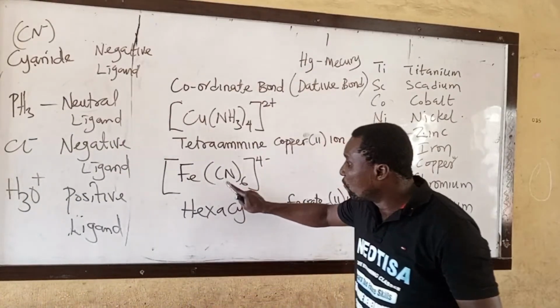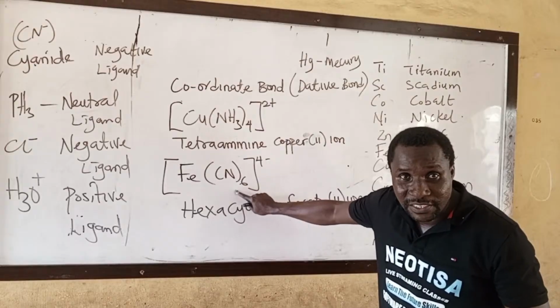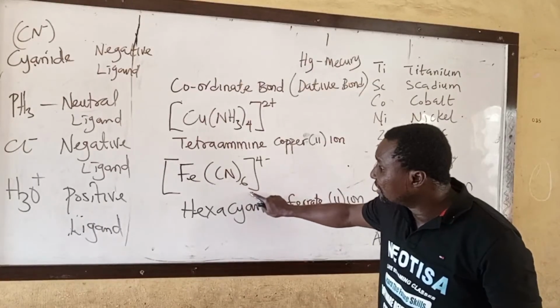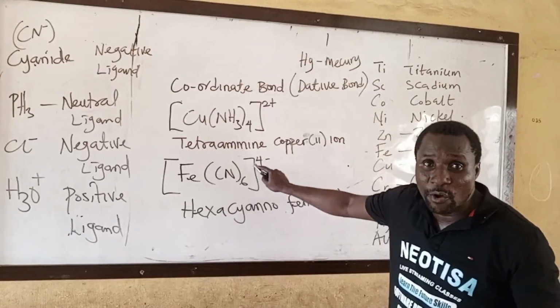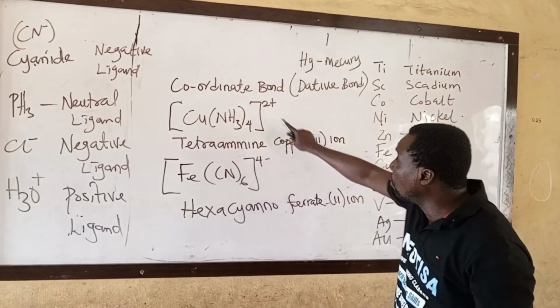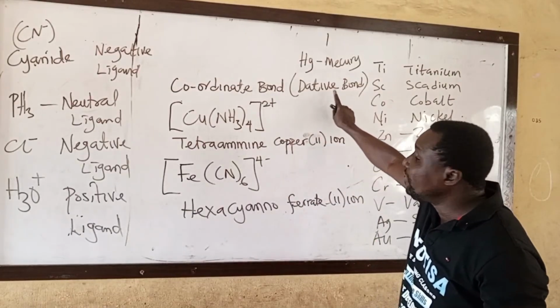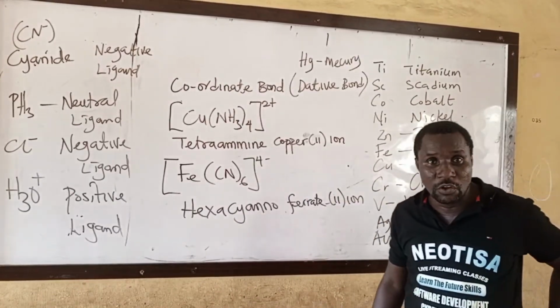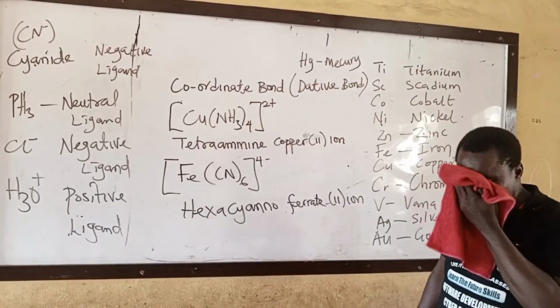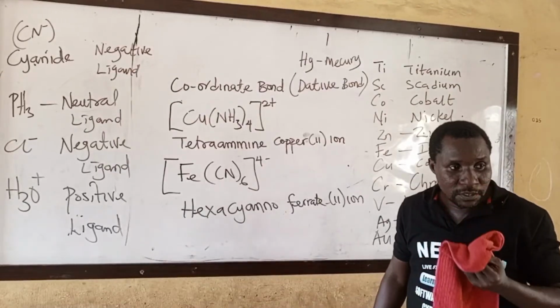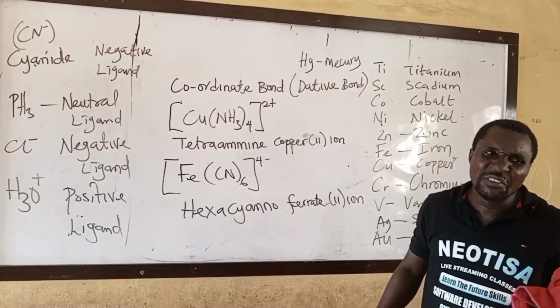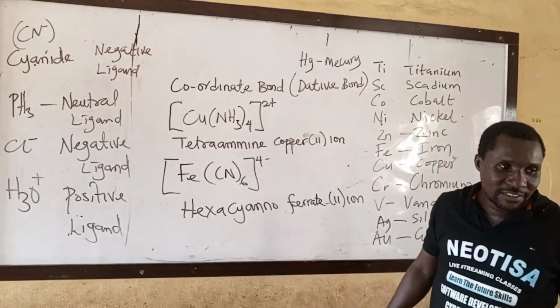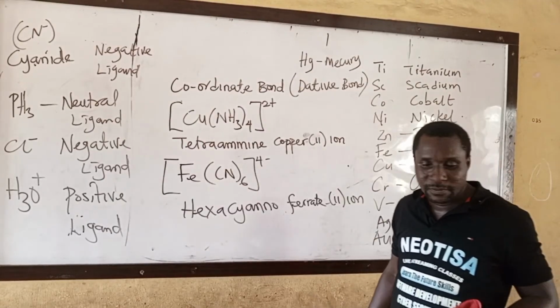When you see this kind of compound in JAM, they give you this compound and ask what kind of bond occurs in it. The answer is coordinate bond or dative bond. These are examples of a coordination compound. I also call it dative compound, but you can call it complex compound.